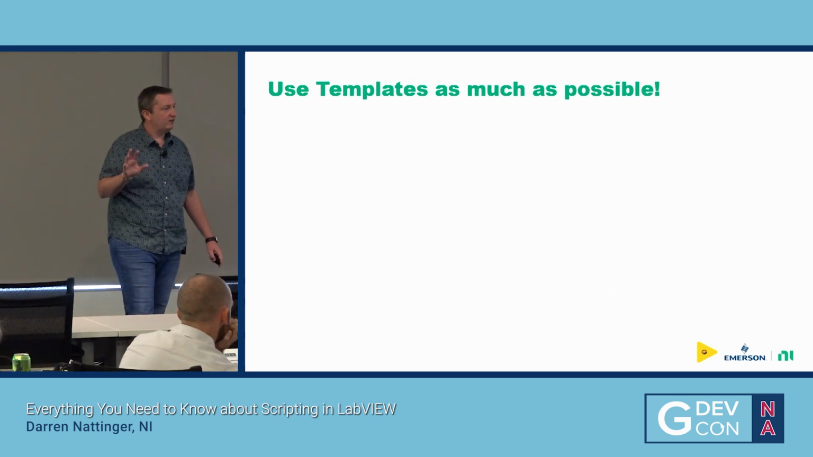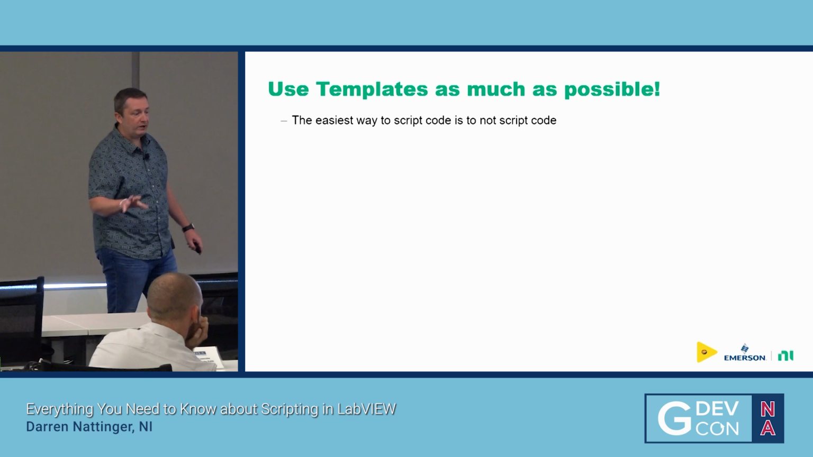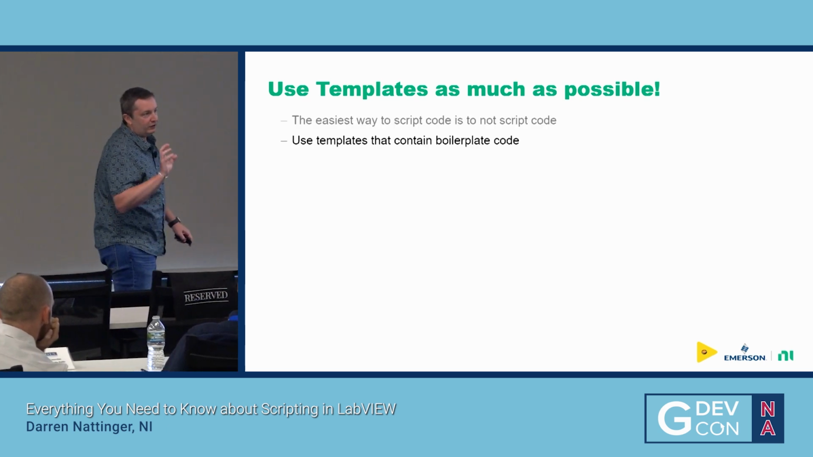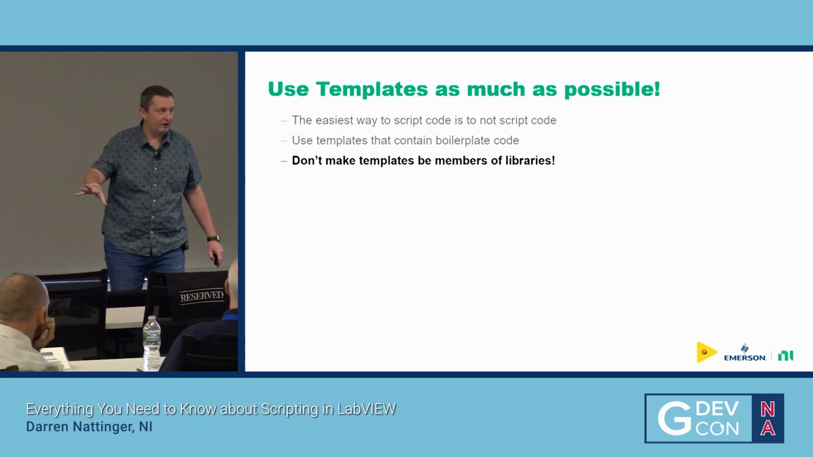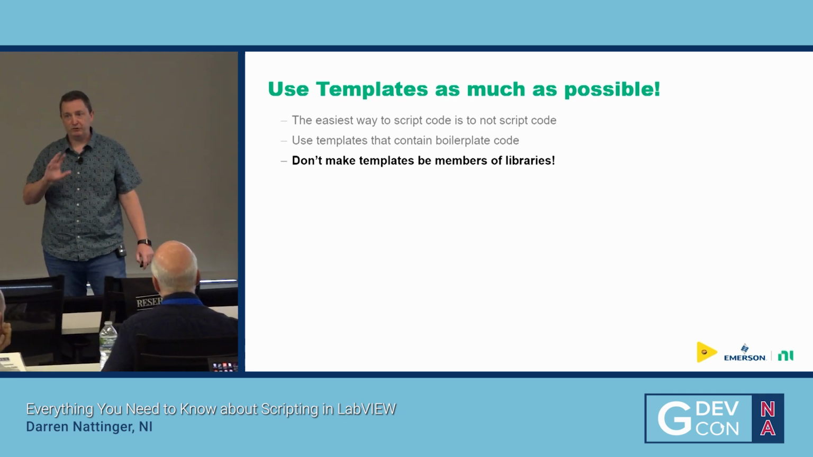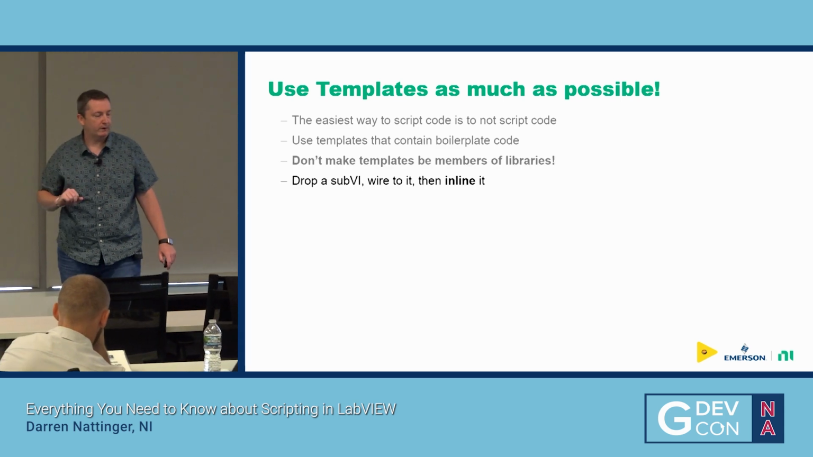Use templates as much as you possibly can. The easiest way to script code is to not script code. Use templates that contain your boilerplate code. Don't make your templates part of libraries. I've given that advice a million times. Your templates should be sitting off in an auto-populating folder somewhere.